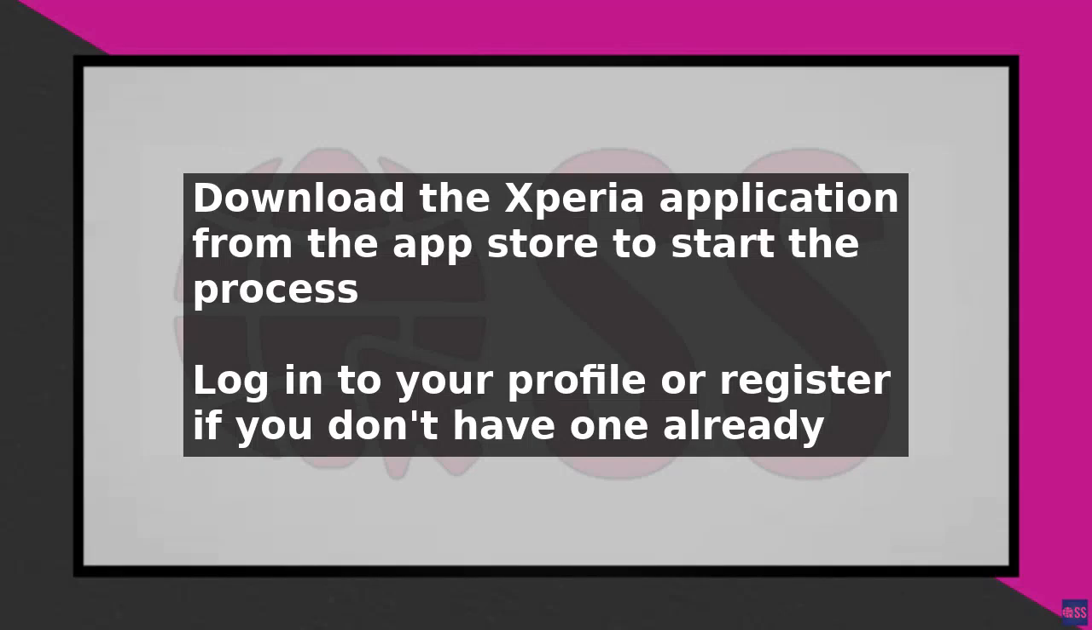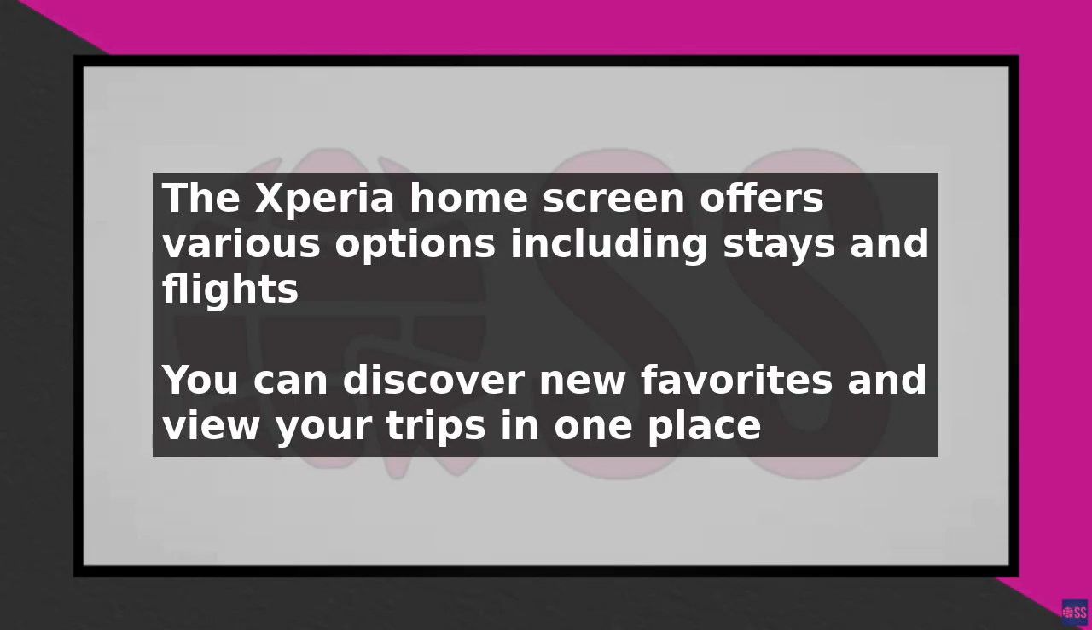To list a property, start by downloading the Expedia application from the App Store. Once installed, log into your profile or register if you don't have one. The Expedia home screen offers various options, including stays, flights, cars, packages, things to do, and cruises.